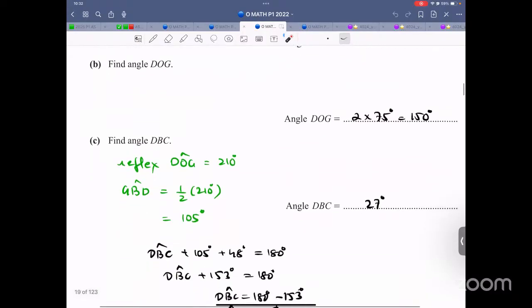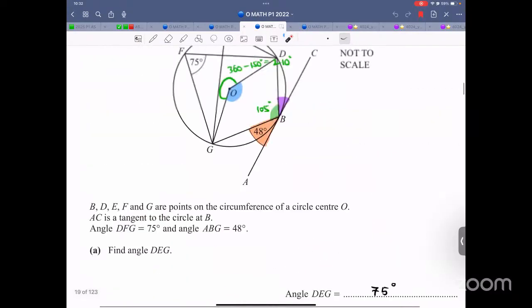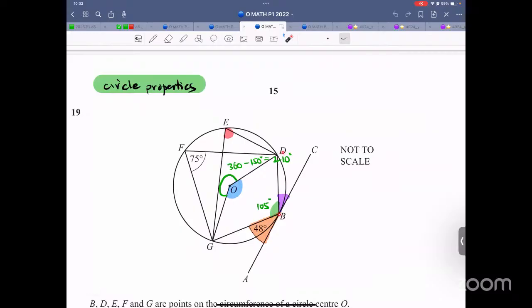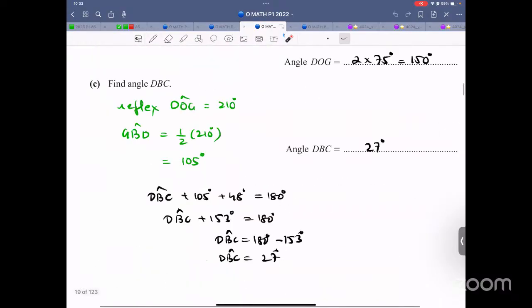Now it says find angle DBC, that is D and B and C, that is this thing over here. Now, if this is 210, the same property, half angle, goes over here. This comes out to be 105. First of all, this was 150 and 75, that is in the major segment. This reflex angle is 210. Half of that is 105. That's right over here. 105 plus 48, add it up, subtract it from 180, and we find this thing.